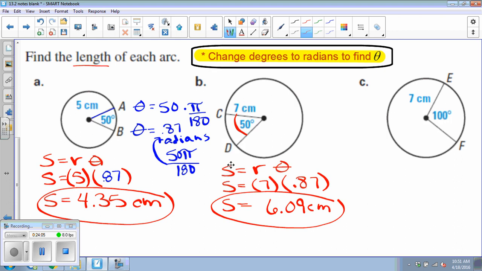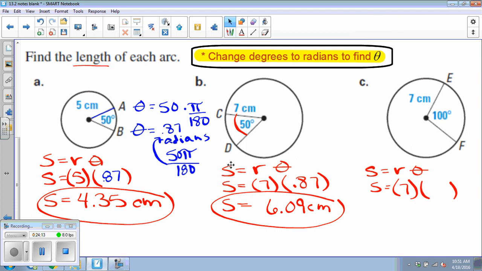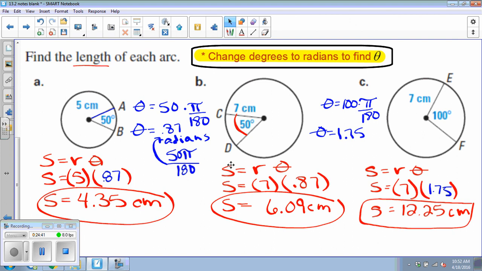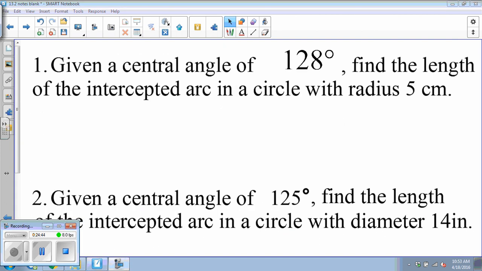All right. And for C, S equals R times theta. So S equals 7 times whatever theta is. Well, we have to find that. Theta equals 100 times pi over 180. So theta equals 1.75. So when we multiply 7 times 1.75, we get S equals 12.25 centimeters. Okay, so work these two.